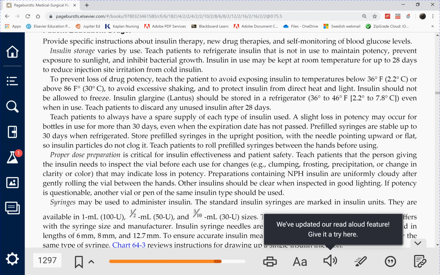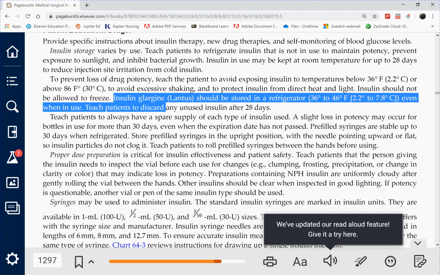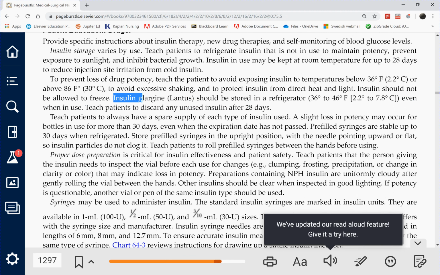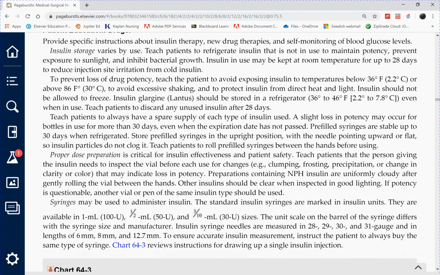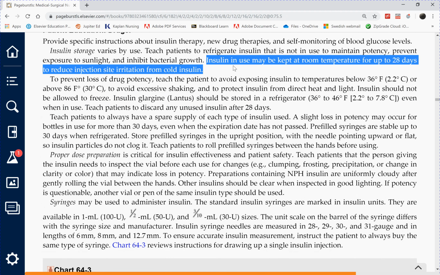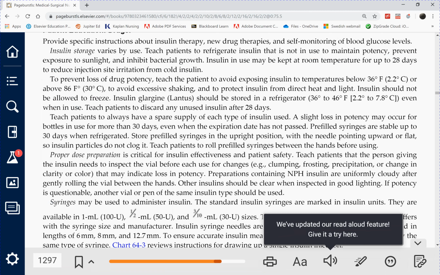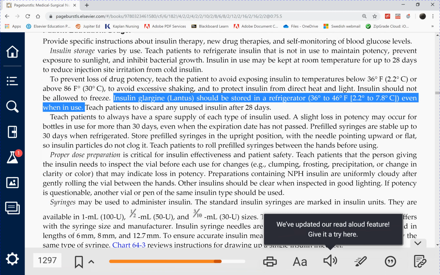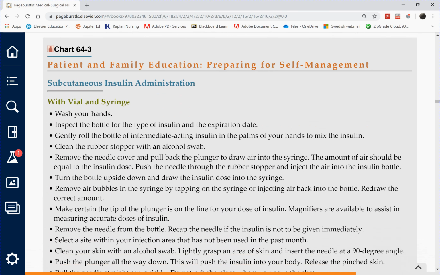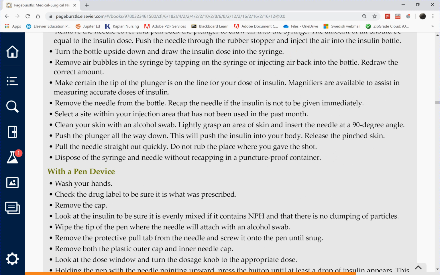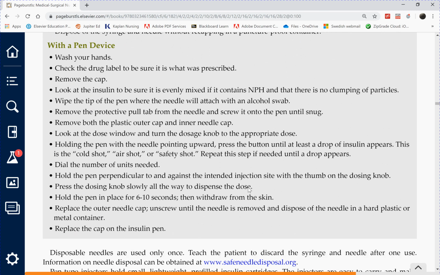The exception is Glargine or Lantus, which still has to be stored in a refrigerator even when in use. But all other insulin in use must be at room temperature, except Lantus, which remains in a refrigerator whether or not it is used. Please review chart 64-3. This was already previously learned on how to draw insulin and how to administer insulin in NUR 101.